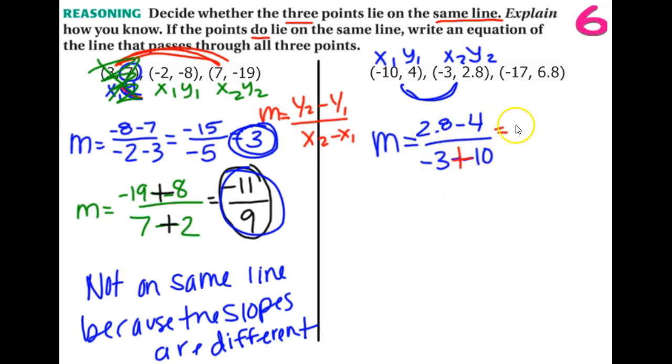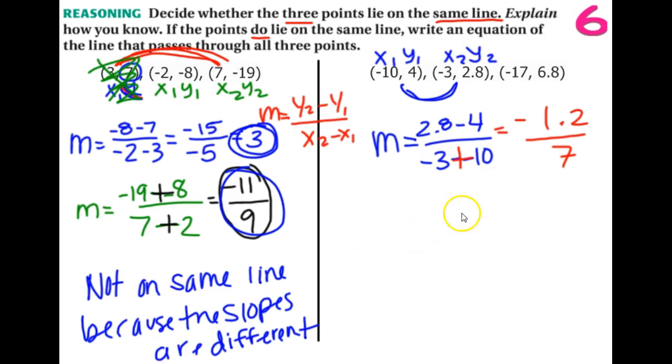Well, 2.8 minus 4, there's more negatives. 4 minus 2.8, what's the difference between these two? Well, we have a 0.2, because from 2.8 to 3 would be 0.2. And then to get to 4, we would have to have another 1. On the bottom, negative 3 plus 10, there's more positives. There are 7 more. So I'm going to plug this one in my calculator to simplify that because I don't know what 1.2 divided by 7 is. So negative 1.2 divided by 7.